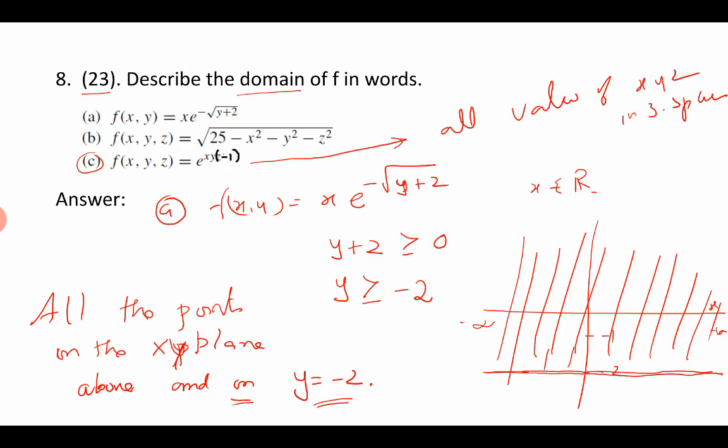So here in the second case you can try what is happening. 25 minus x square minus y square minus z square should be greater than or equal to 0. So it will be the interior of the sphere including equality. So interior and on the sphere. You can try the second part yourself, writing the words for it.